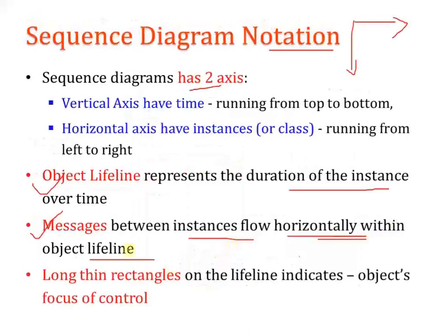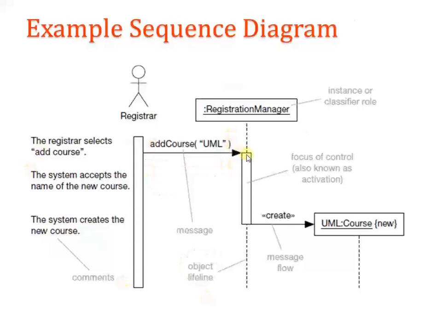The next parameter is called long thin rectangles, which are used to indicate the lifeline or the focus of control of a particular object. In this diagram you can see there is a focus of control for registration manager, which starts as soon as the add course message is initiated, and it ends as soon as it initiates a create message, after which its flow of control goes to some other object. But remember, certain objects can have focus of control throughout the complete diagram. In this example, register has the focus of control throughout the diagram until it has ended.